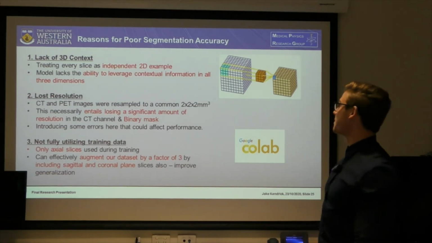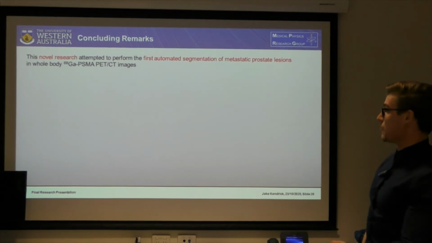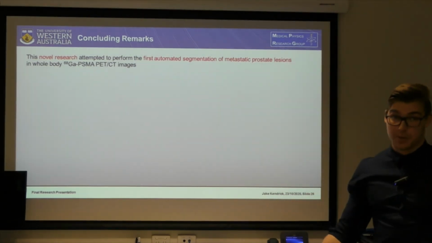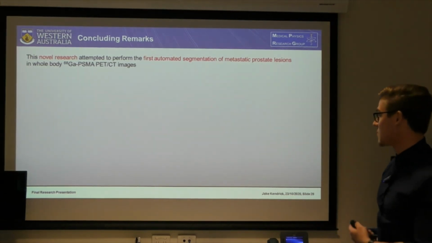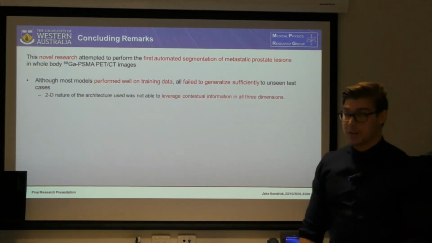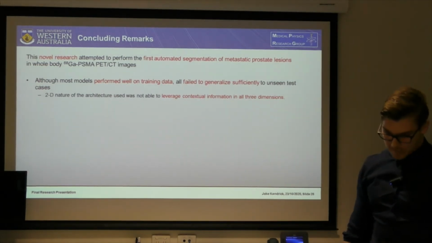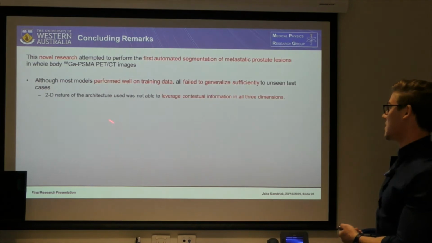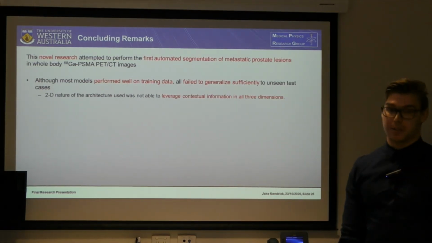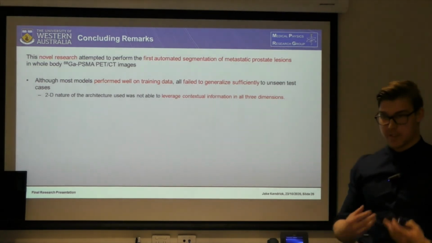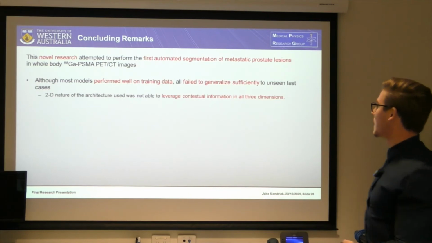So just some brief concluding remarks then. This was the first time that anyone's attempted to segment metastatic prostate lesions in whole body gallium PSMA PET-CT images. And although the models performed really well on the training data, they all failed to generalize to unseen test cases. As mentioned, I think the reason for this is the 2-dimensional nature of the architecture was not able to sufficiently leverage the information in 3 dimensions. There's heaps of anatomical and physiological info we can use in all 3 dimensions that the model just isn't taking account of.